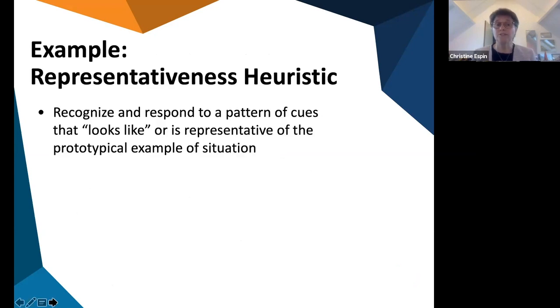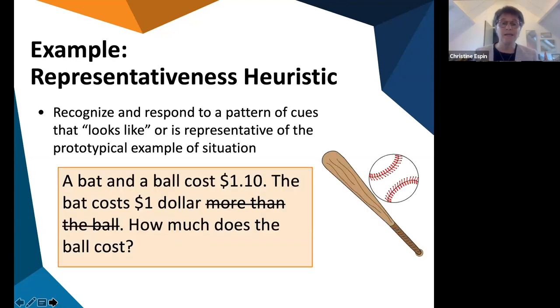An example of a heuristic that humans often use is called a representativeness heuristic. This is a heuristic or a shortcut in which we recognize and respond to a pattern of cues that look like or is representative of the prototypical example of a situation. And the bat and ball example is an example of a representativeness heuristic.